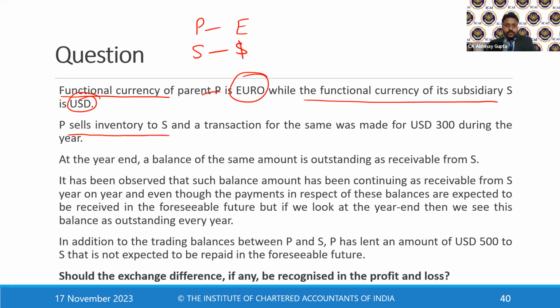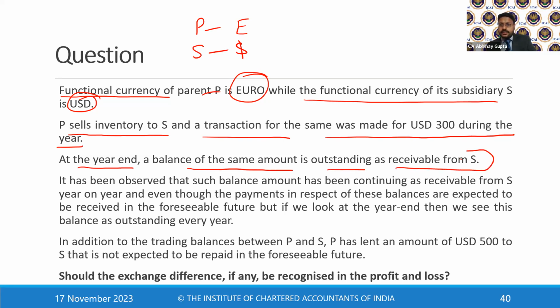P sells inventory to S. So the parent is selling inventory to S and a transaction for the same was made for USD 300 during the year, right? At the year end, a balance of the same amount is outstanding as a receivable from S, right? Because the parent company has sold the inventory to the subsidiary company. So at the year end, the parent's financial statement will be reflecting a debtor balance from the subsidiary for the goods sold, right?